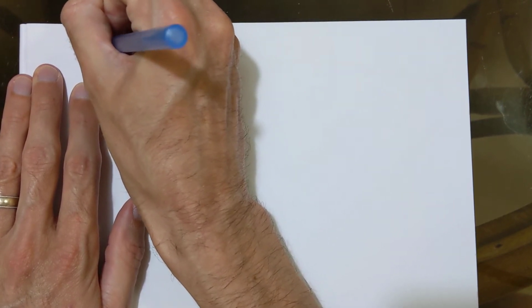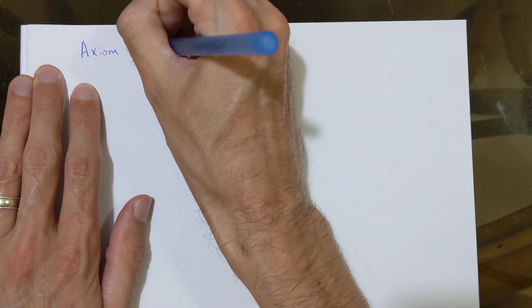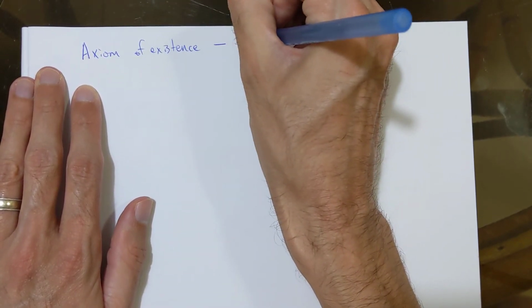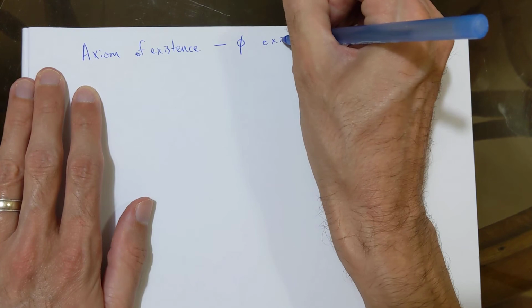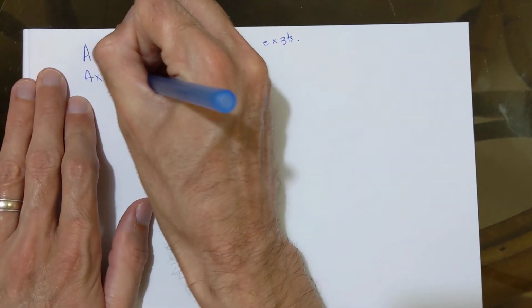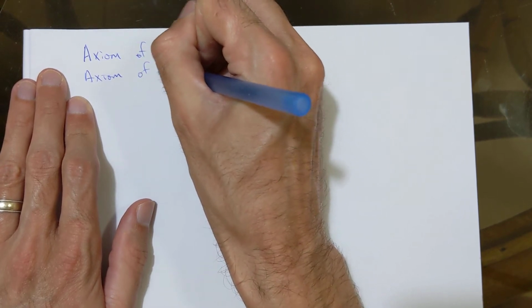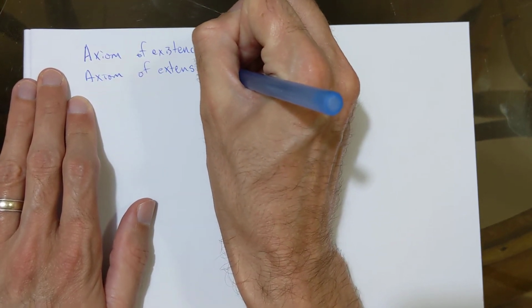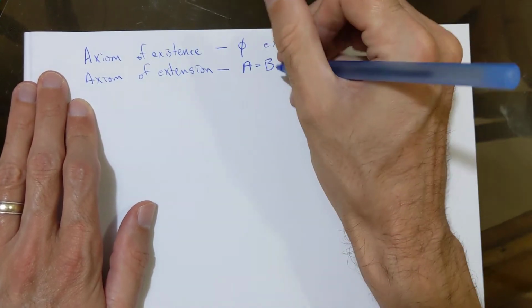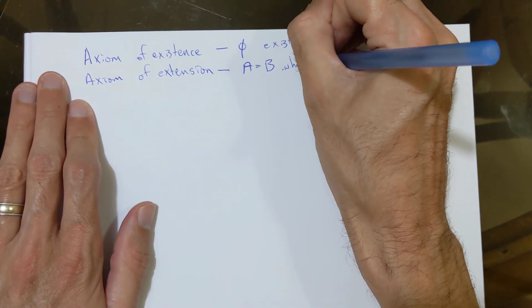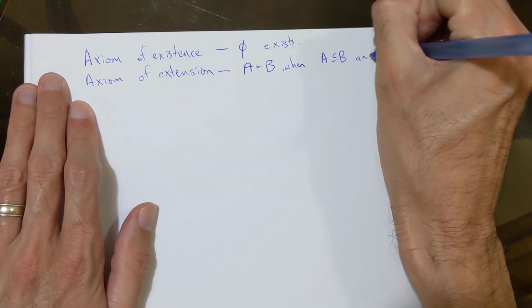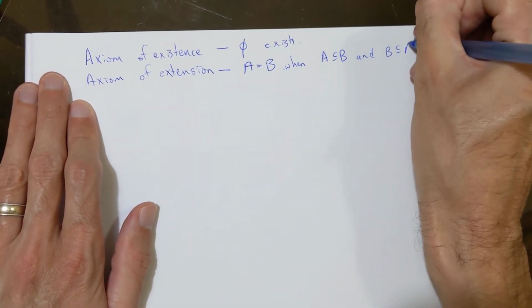So let me record these just so we know what's happening. The empty set exists. The axiom of extension, that tells us when A equals B. And A equals B when, one way to put it, A is a subset of B and B is a subset of A.